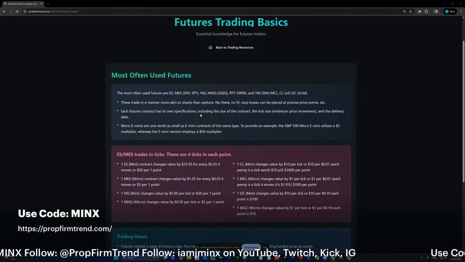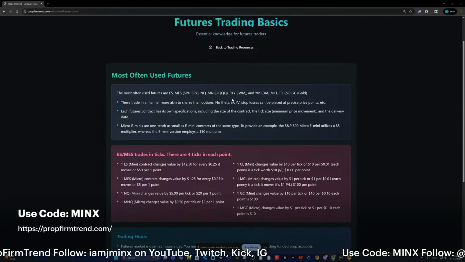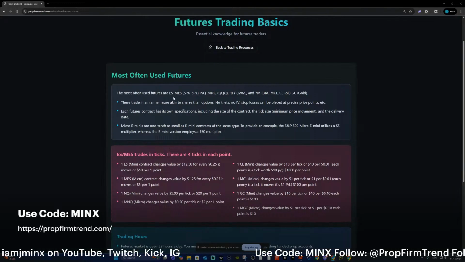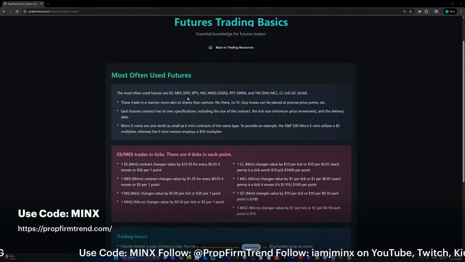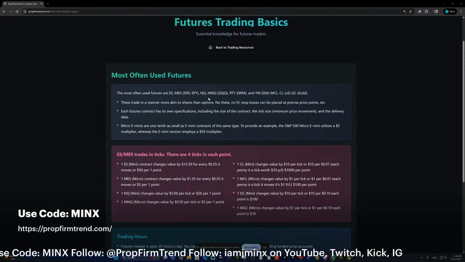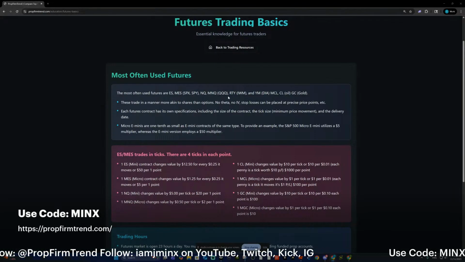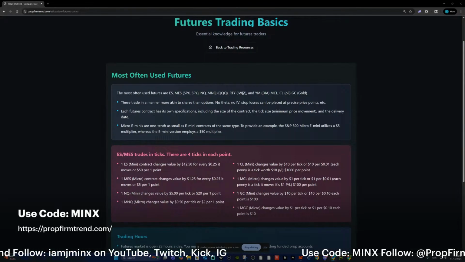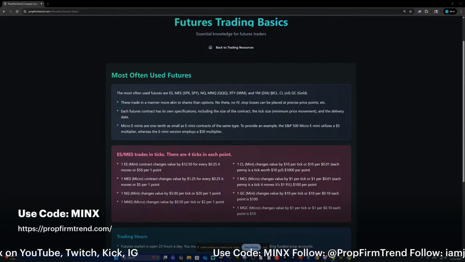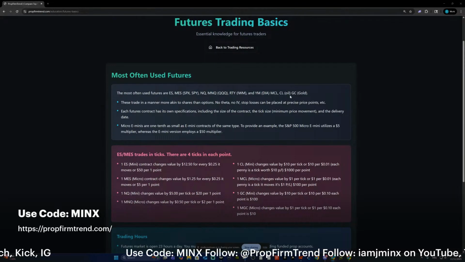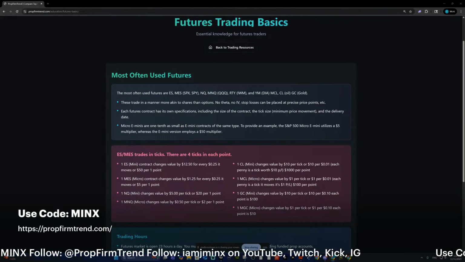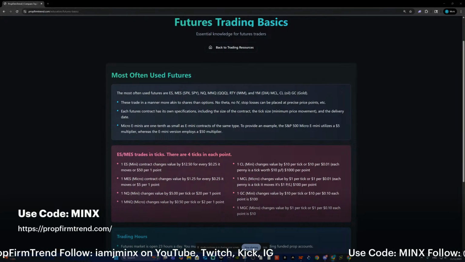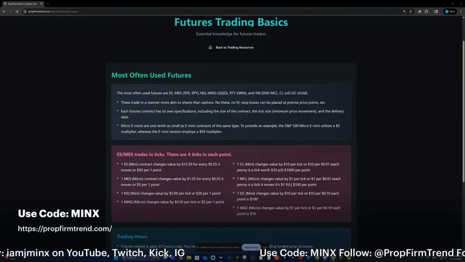The most often used futures that we trade as retail traders are the S&P 500, which is ES and MES, comparable to SPX and SPY; NQ and MNQ, comparable to NDX and QQQ; RTY, comparable to IWM; GC for gold; and CL for oil. First off, the market is essentially futures, and we frequently discuss ES, the S&P 500.